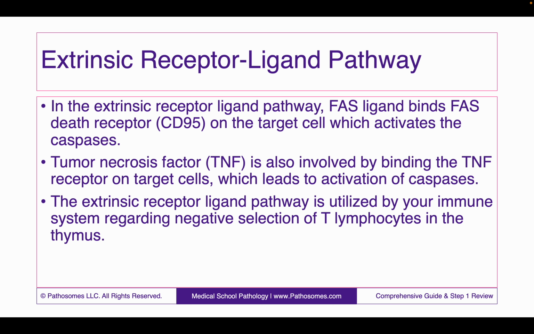But let's get back to the extrinsic receptor-ligand pathway. In the extrinsic receptor-ligand pathway, FAS ligand binds FAS death receptor, or CD95, on the target cell, which activates the caspases. Tumor necrosis factor is also involved by binding the TNF receptor on the target cells, which leads to activation of caspases. The extrinsic receptor-ligand pathway is utilized by your immune system regarding negative selection of T lymphocytes in the thymus, right? Remember, that's where the T lymphocytes are educated.